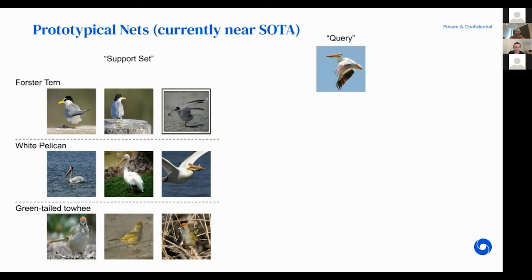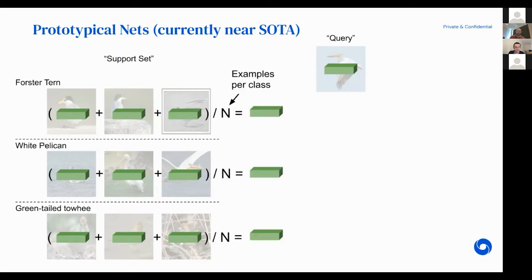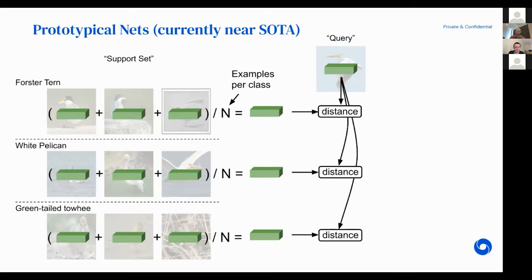State-of-the-art algorithms like prototypical networks make use of this in the following way. So you first represent all of these images using a neural network, and then do global pooling at the end to get a single feature per image. And then for each category within the support set, you compute a prototype by averaging the features across that category. And then you compare each prototype for these classes to the query using some distance function. And at test time, this is the end. You take the class with the minimum distance as your output.